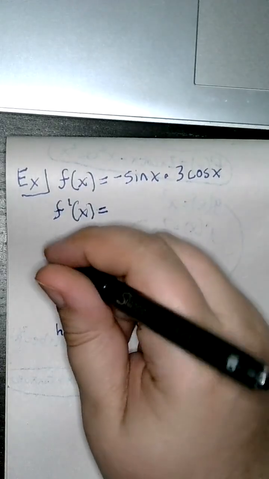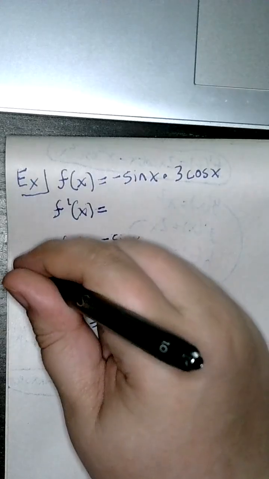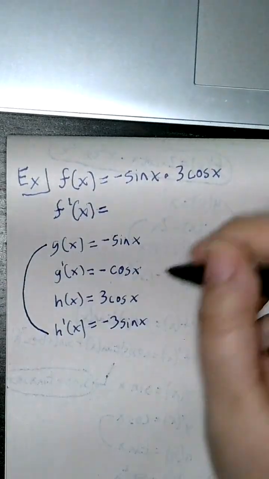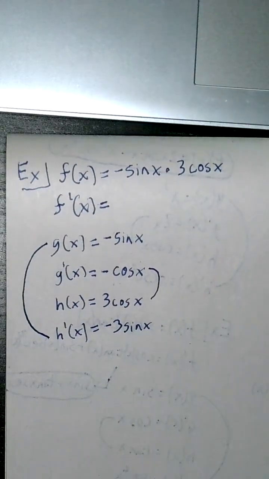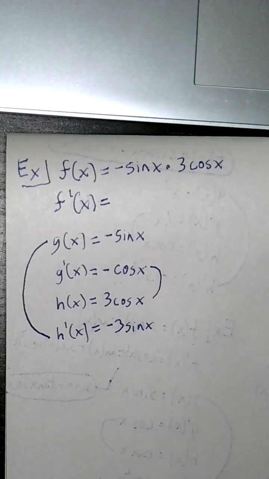So here's what I'm going to do. Now I have everything I need to take my product rule. So I'm going to link those two together, and I'm going to link those two together.